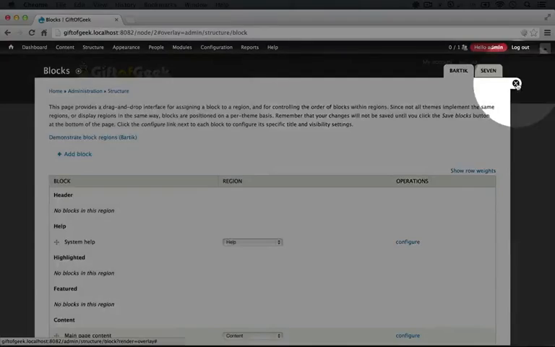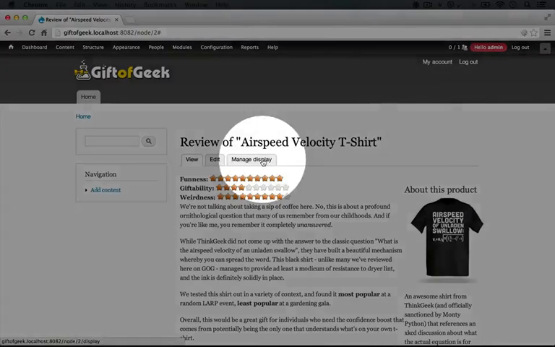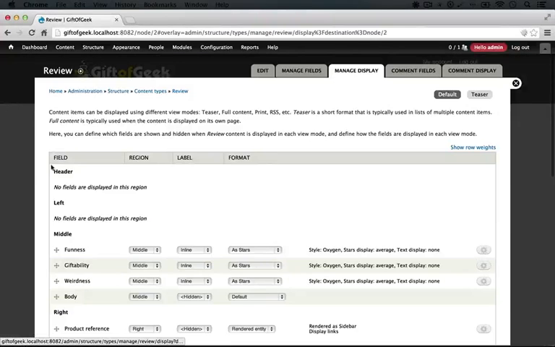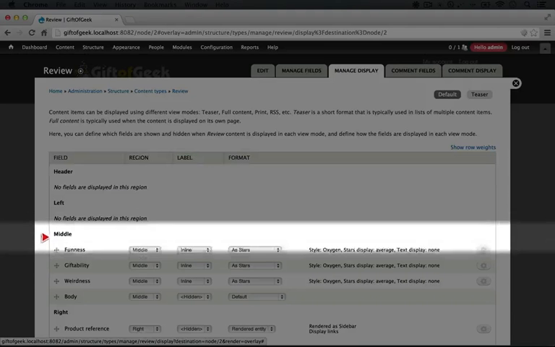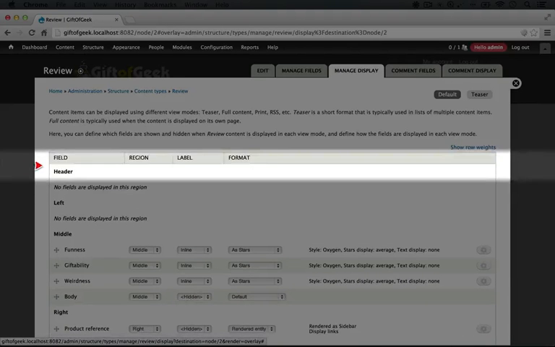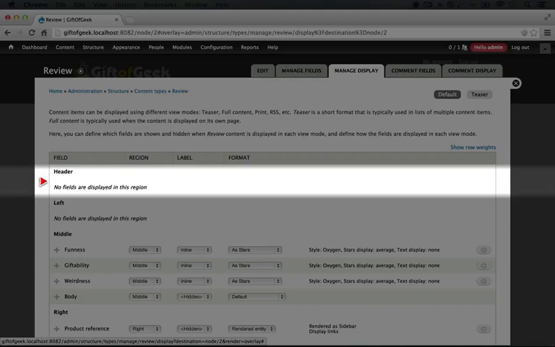When we talk about regions in Display Suite, I'm going to exit out of this overlay and click Manage Display here. We're talking about very similar things, but they're regions that are inside of the content region of the theme. So we have header, left, middle, right, and so on, and these are all Display Suite regions.